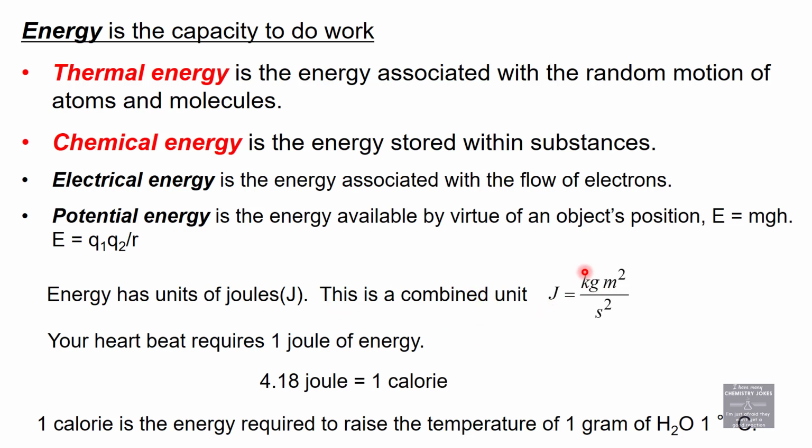Energy has the unit of joules. A joule is a combined unit, which is kilograms times meter squared per second squared. Instead of writing all that, kilograms times meter squared per second squared, we give it the unit joules. A heartbeat is 1 joule of energy. You will also hear calories as a unit of energy. That's the conversion factor between joules and calories.